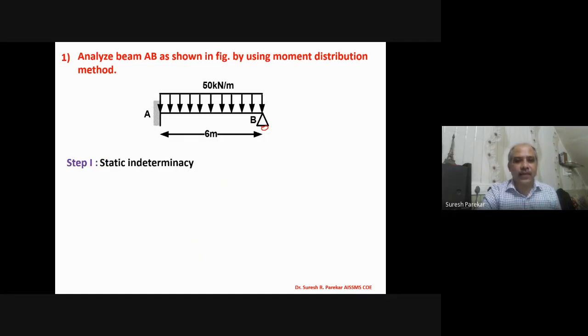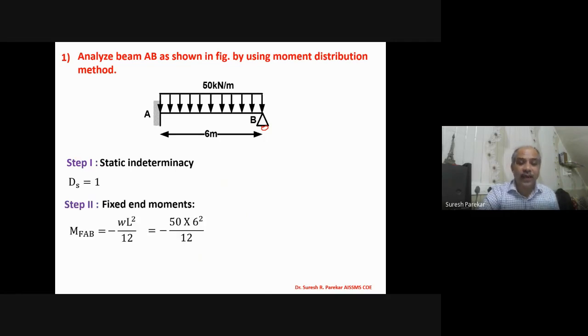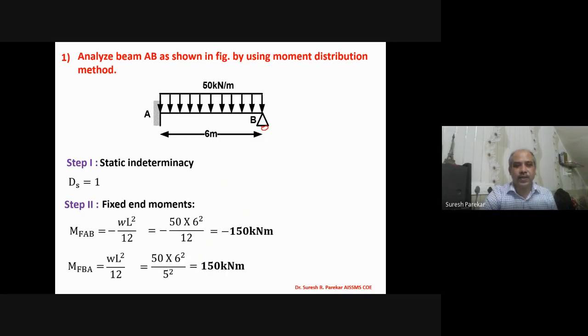So step one is static indeterminacy. I considered it in the first problem, but it is not required, so in subsequent problems we will not consider this. Now the fixed end moments: WL square by 12, and we get this value as minus 150. MFBA is WL square by 12, which will be 150 kilonewton meter.